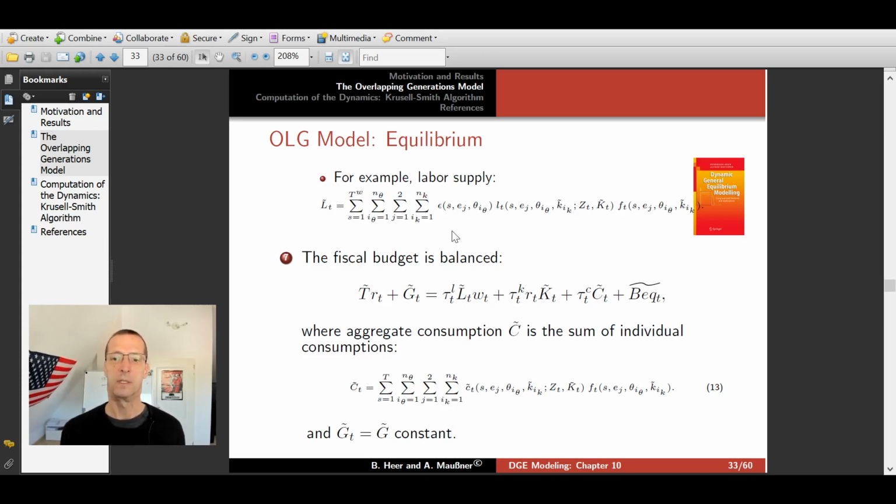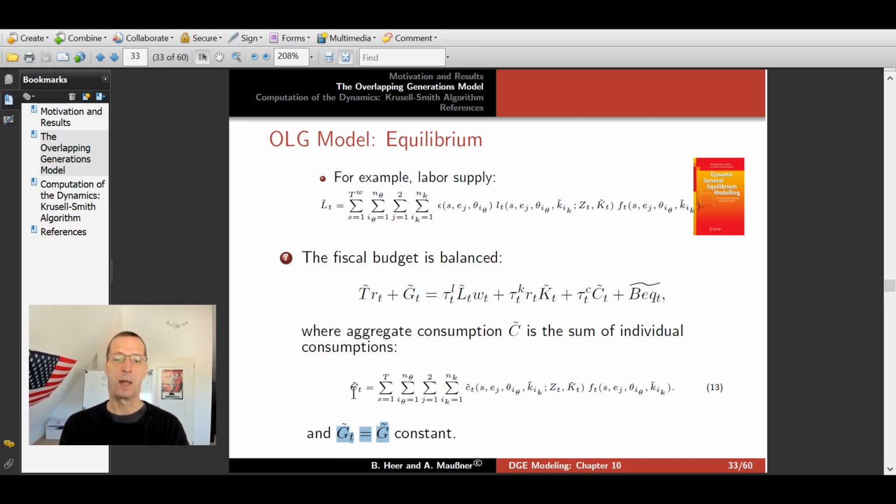over the interval K. And then the aggregate productivity is equal to the product of the efficiency epsilon times labor supply L times the distribution F times the measure. And we just sum it up over all working agents and their measures F. The fiscal budget is balanced, and we assume that capital government consumption is constant over the cycle.